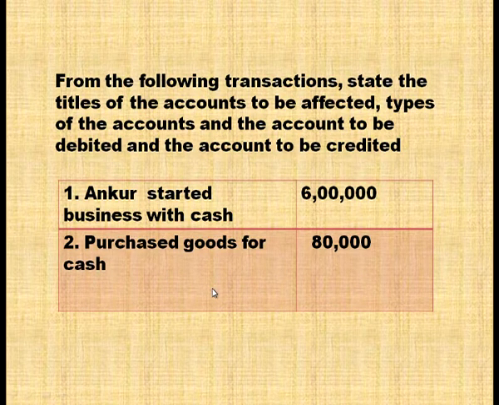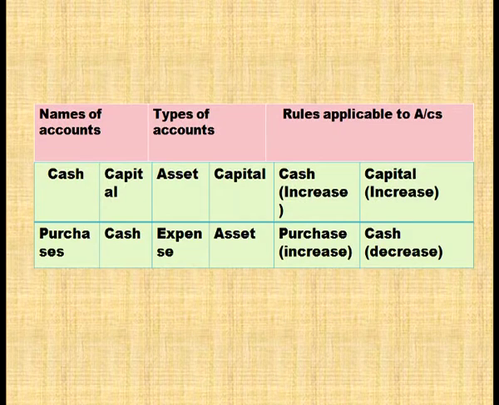Second transaction, purchase goods for cash, rupees 80,000. Name of the accounts that are affected, purchases account and cash account. Purchases is an expense and cash is an asset. Purchases being an expense, its rule is when expense is increased, it is debited. So, purchases account is debited.